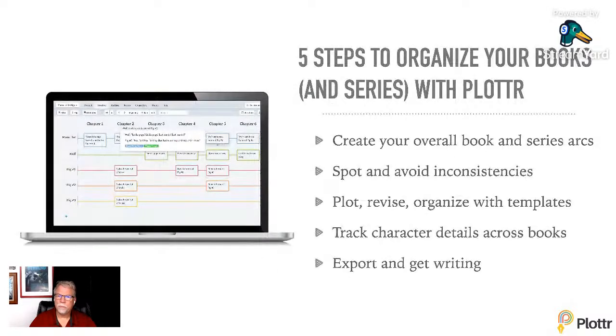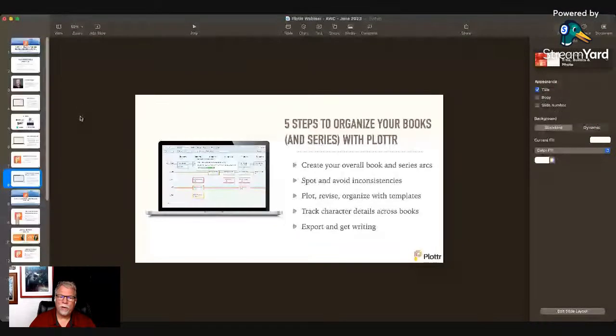Okay. So these are the 5 steps we're going to go over. Create your overall book and series arcs, spot and avoid inconsistencies, plot, revise, and organize using templates, and track character details across books. And you can also export and get writing. And with that, I'm going to pop right into a demo.